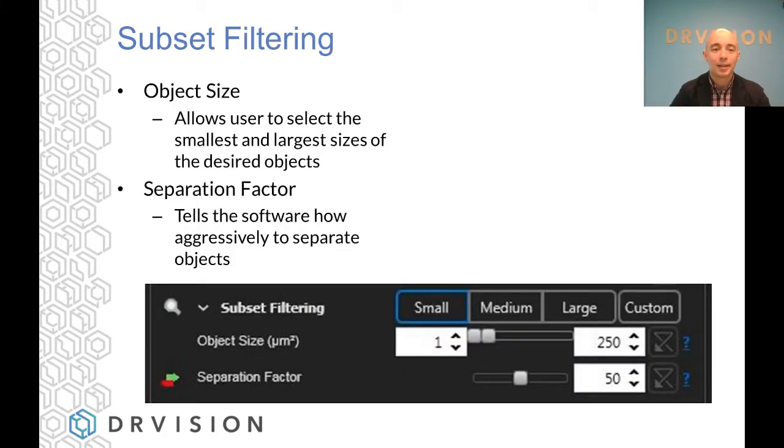Once we have detected the appropriate soma, we want to filter them based primarily on the size. The object size allows the user to select the smallest and largest sizes of desired objects. Anything smaller will be excluded, and anything larger will also be excluded. A separation factor tells the software how aggressively to separate objects. This is especially important if objects are grouped closely together.